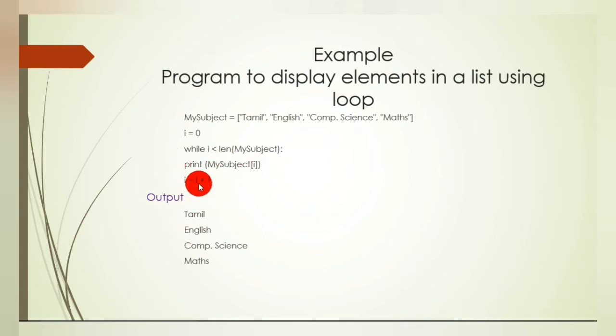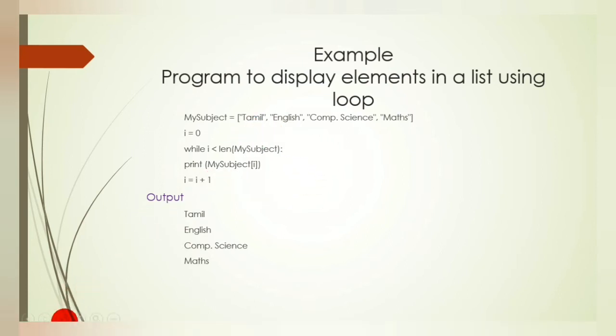Then it goes to the next line. Here we increment the value of i by 1, so i equal to i plus 1. Now what is the value of i? 0 plus 1, so now the value of i is 1. Again the control transfers to the loop and it checks the condition. What is the value of i? 1. So 1 less than, what is the value of len of my subject? 4. So 1 less than 4. Is this condition true or false? This condition is true, so the loop statements are executed.